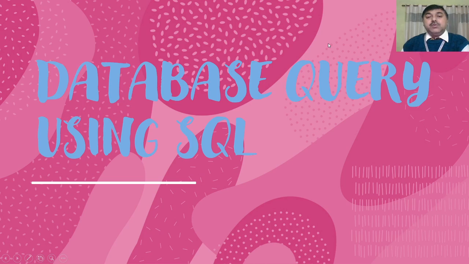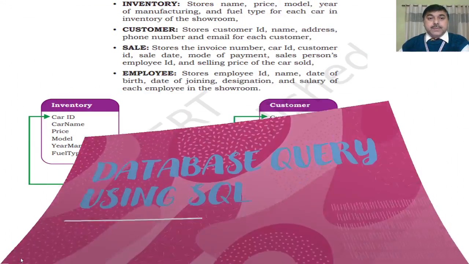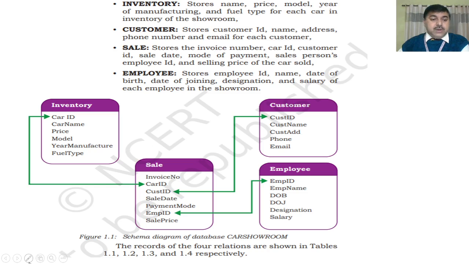So today I'm going to discuss database queries and how, using a query, we can do different patterns of work. Now, for the database query, you can see this particular area. We have an inventory. Inventory means where we can store the price of the particular manufactured thing, product, and all this.